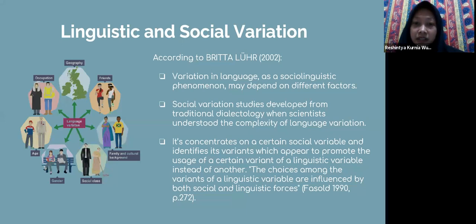Linguistic and social variation. According to Lure, variation in language as a sociolinguistic phenomenon may depend on different factors. Social variation studies developed from traditional dialectology when scientists understood the complexity of language variation. It concentrates on a certain social variable and identifies its variants which appear to promote the usage of a certain variant of a linguistic variable instead of another. The choices among the variants of a linguistic variable are influenced by both social and linguistic forces.